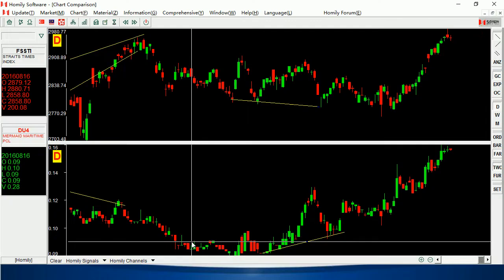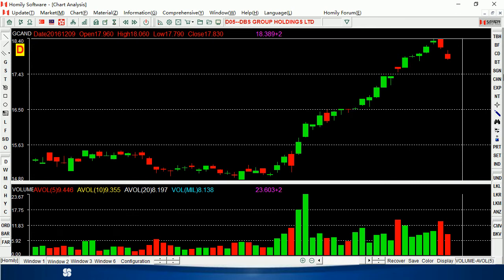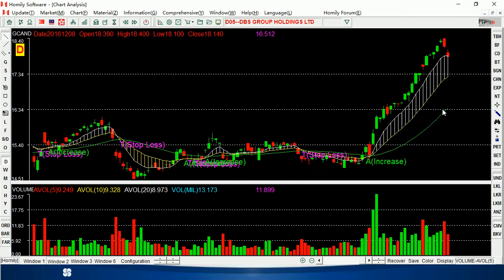Homely position. We can click CHN, then click Homely position. We can see two signals will appear. The first one is increase, the next one is stop loss. So we can see this is the long term, the medium term consolidation area, right? If you use Homely position, you can see stop loss, increase, stop loss, increase. Okay, so it's not suitable for medium term short consolidation.